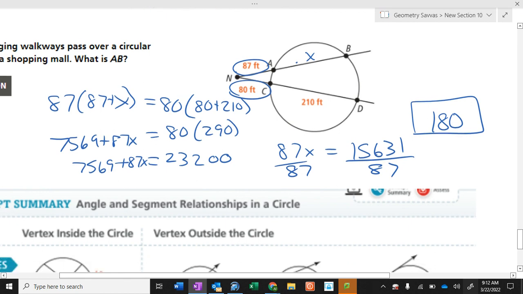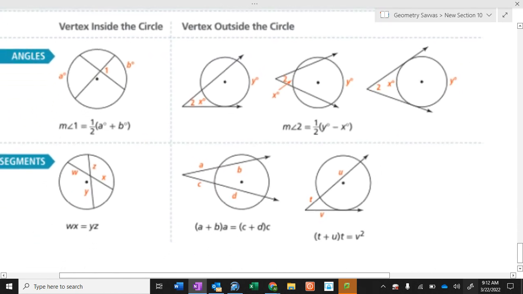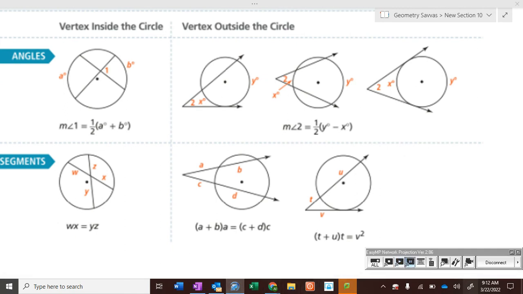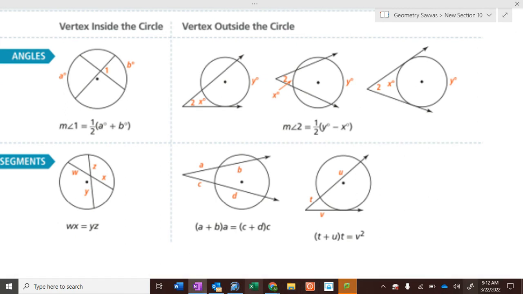Okay? So here are the formulas that you use today. I'm going to leave those on the board for you. Okay? So I'm going to have you get started. If you get stuck, ask questions.